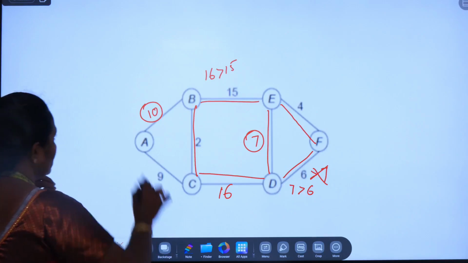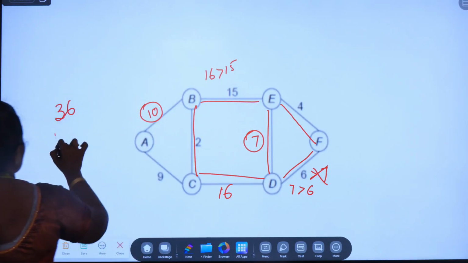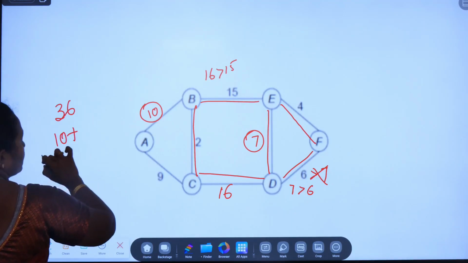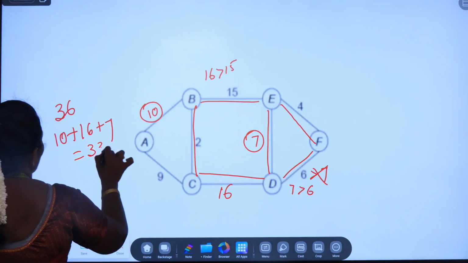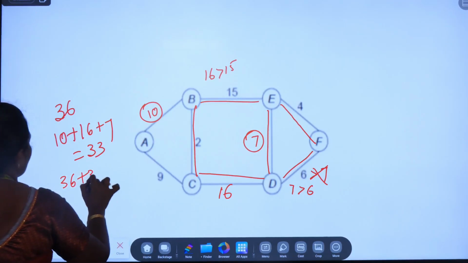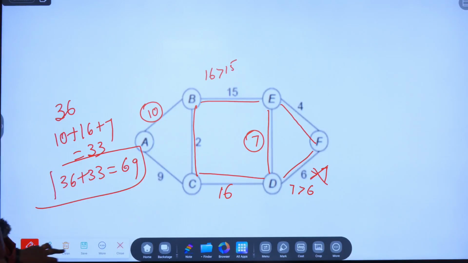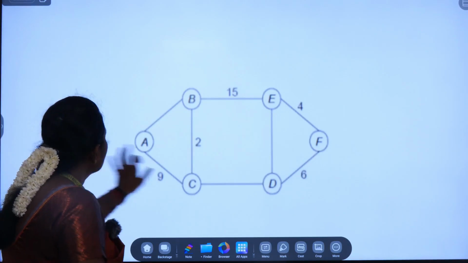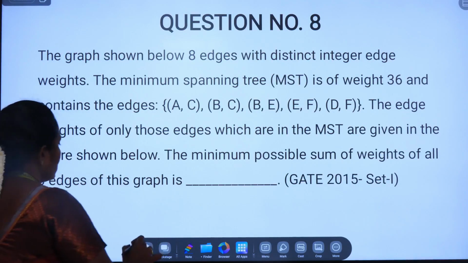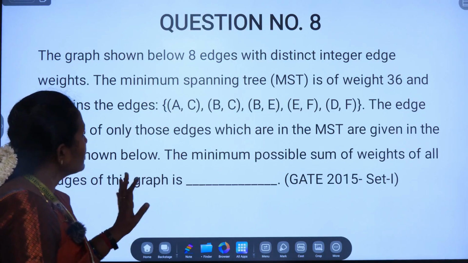So what we found: the remaining values they have given in the problem is 36, and 10 plus 16 plus 7 is 33. So totally 36 plus 33 is 69. This is the required answer for your problem. I think it is clear to everyone. So the answer for this one is 69. Is it clear? I think it is clear.